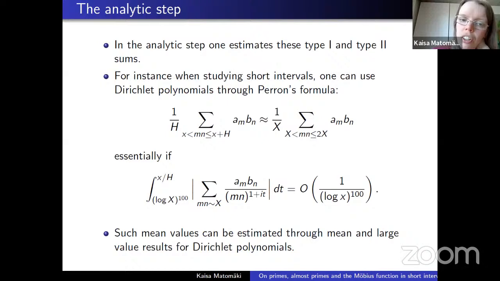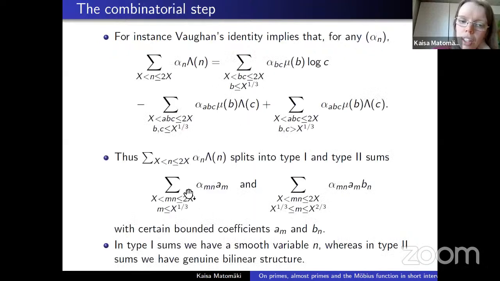Often one can put the sum over n inside, and then there is not much to be summed, just the sum of alpha mn's. And if it's something simple like the characteristic function of the short interval, then one can do the sum if m is not too big.